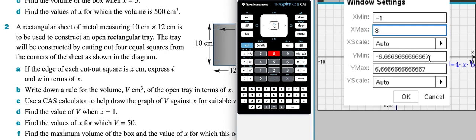10's fine. I could have left it at 10, but realistically I know the last point of the cubic goes through 6, so I might as well just make it 8. Anything after 5 I don't want anyway, realistically. -1 for y, and then I said 120, so I'll do 150 just so I know that I can see it.